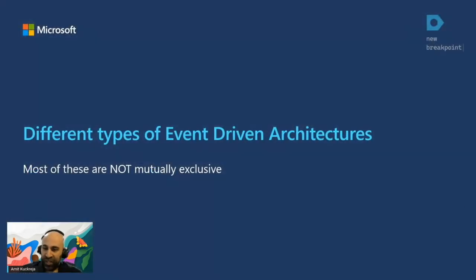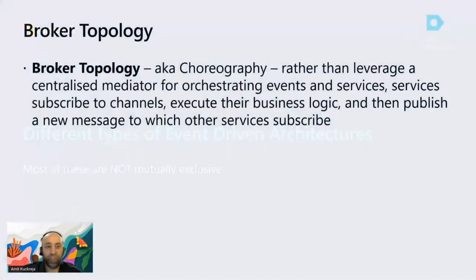Okay, now with those definitions in mind, I'll go into a few of the different types of event-driven architectures. Most of these are not mutually exclusive and can quite often be used side by side. The broker topology is sometimes called the choreography. So rather than leverage a centralized mediator for orchestrating events and services, services subscribe to channels, execute their business logic, and then publish a new message to which other services may subscribe.